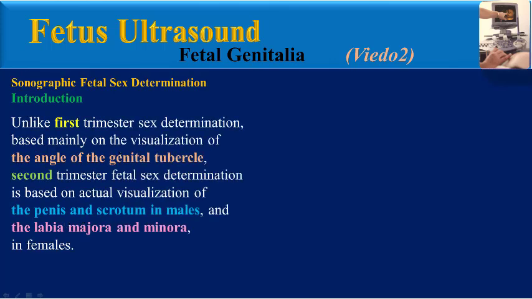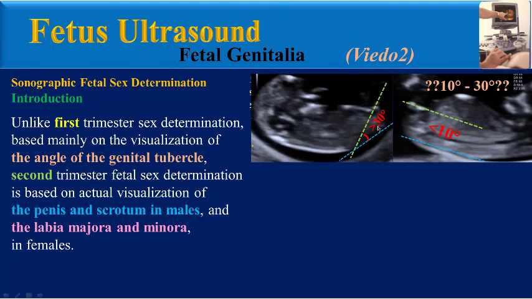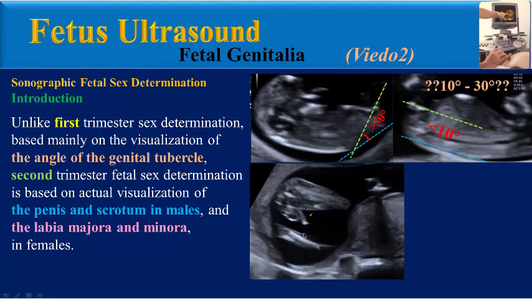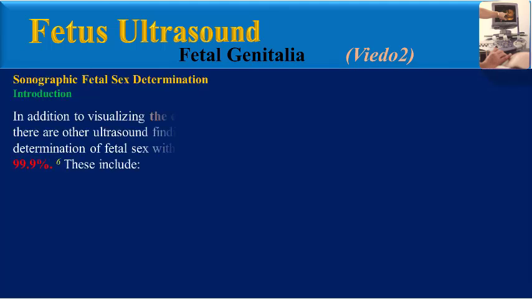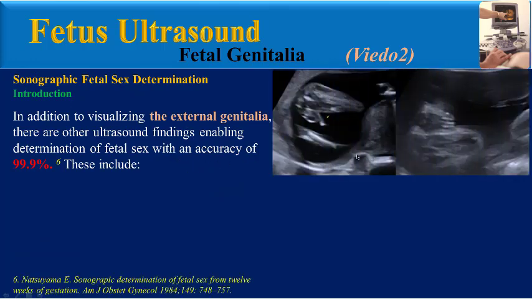Unlike first trimester sex determination based mainly on the visualization of the angle of the genital tubercle, second trimester fetal sex determination is based on actual visualization of the penis and scrotum in males and the labia majora and minora in females. In addition to visualization of the external genitalia, there are other ultrasound findings enabling determination of fetal sex with an accuracy of about 100%.